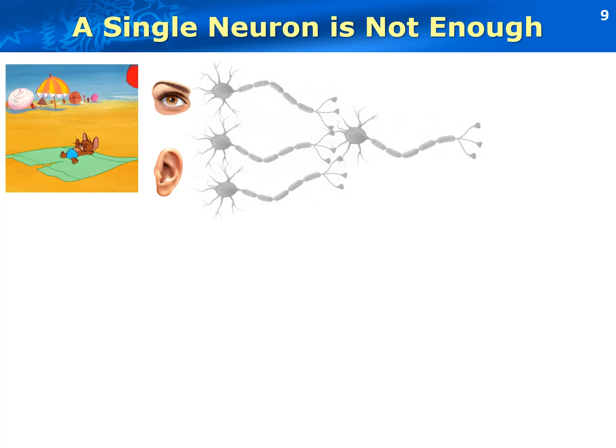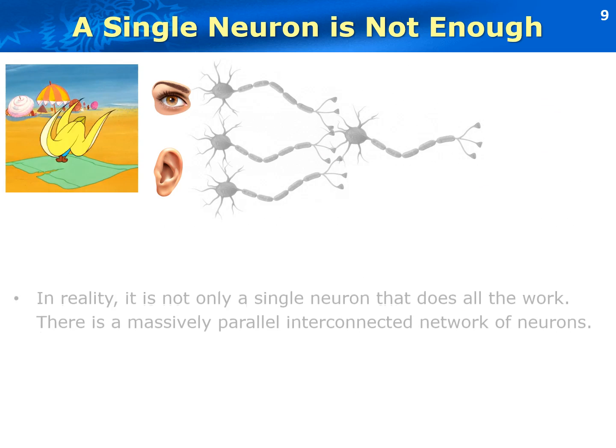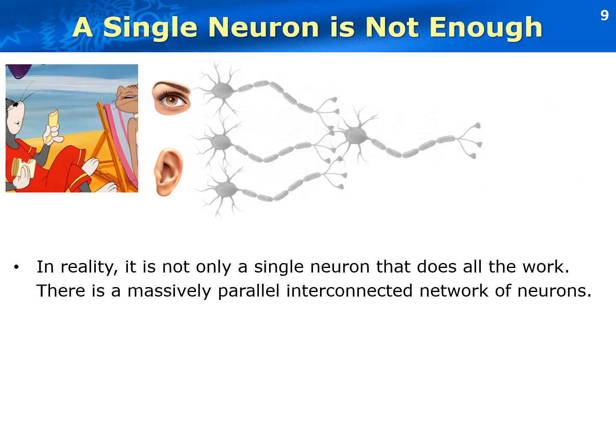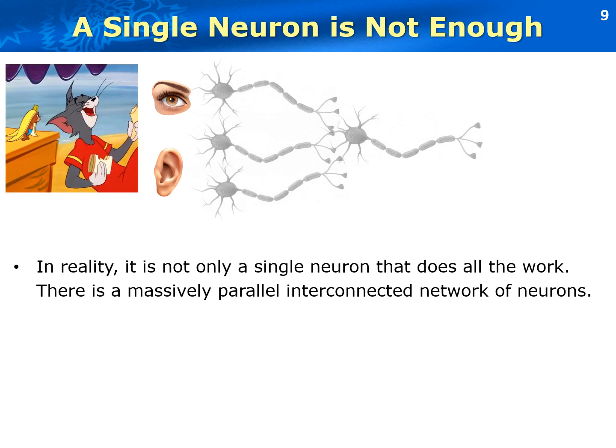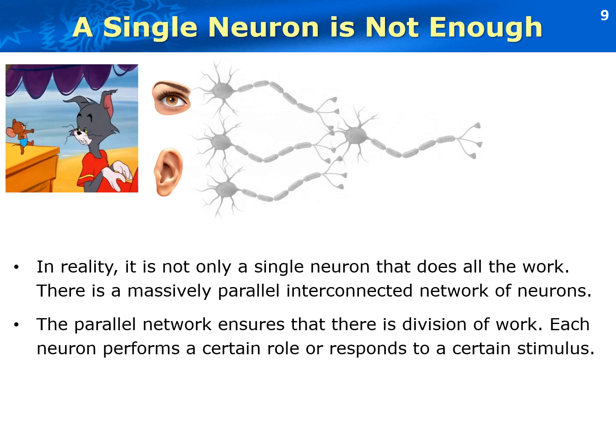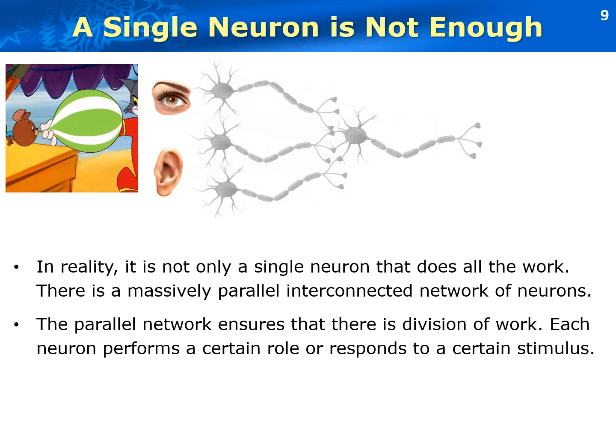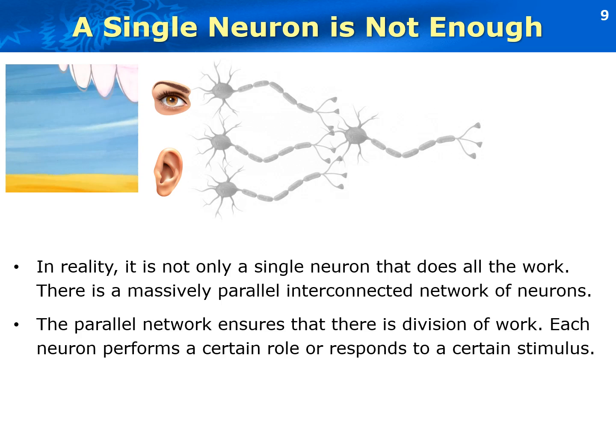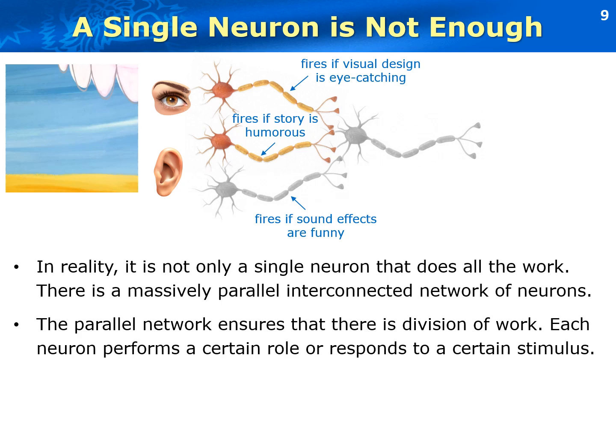It is not only a single neuron that does all the work. There is a massive parallel interconnected network of neurons. The parallel network ensures that there is division of work. Each neuron performs a certain role or responds to a certain stimulus. For example, one neuron is to evaluate whether the visual design of this movie is eye-catching. The second neuron is to assess whether the story is humorous. The third one is to judge if sound effects are funny.